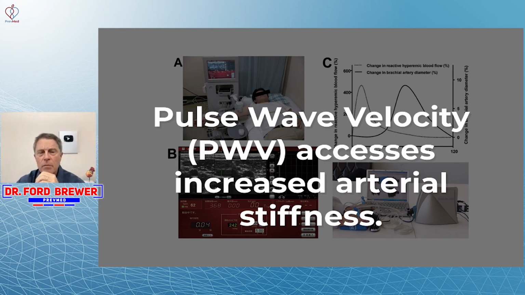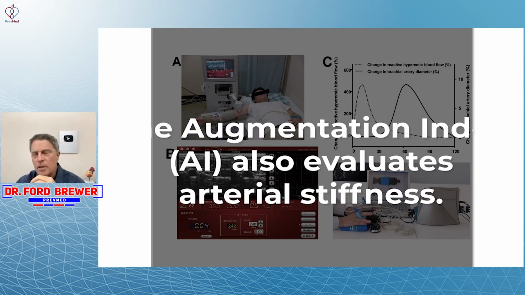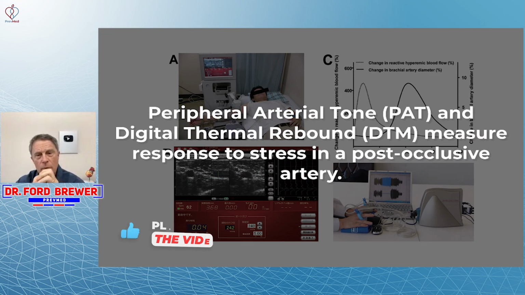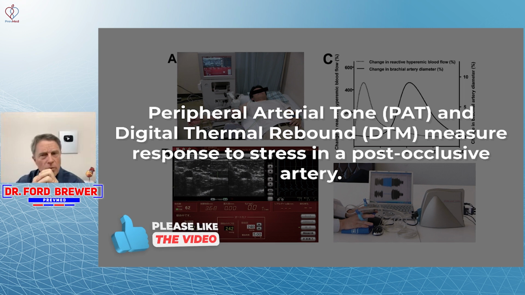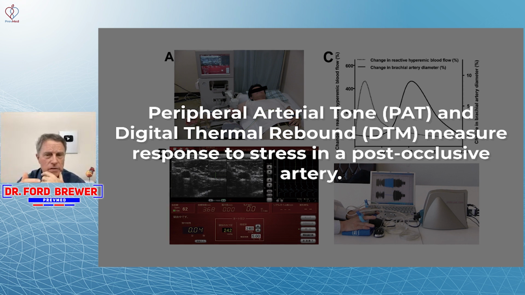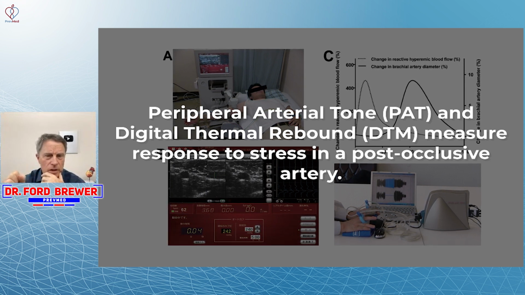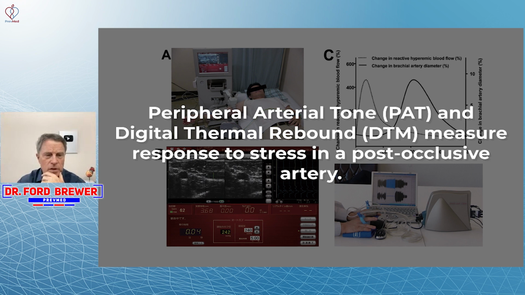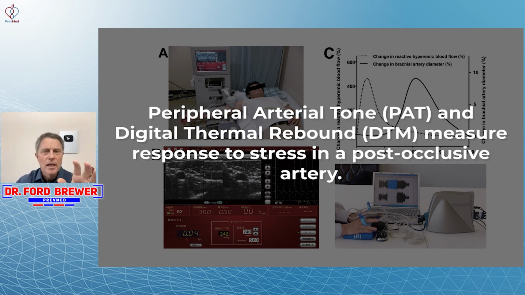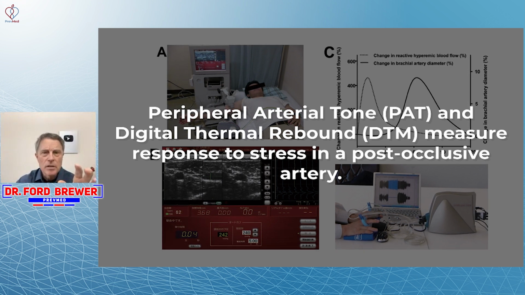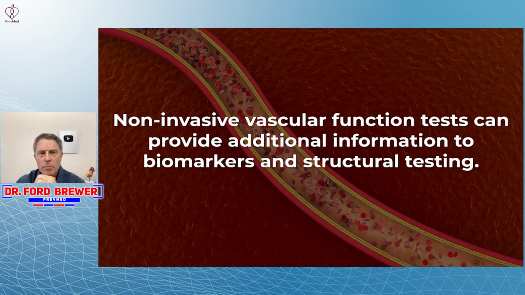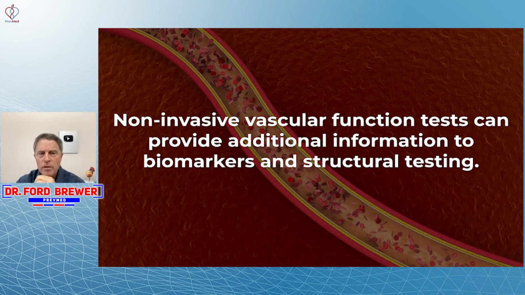Pulse wave velocity, PWV, assesses the stiffness. Augmentation index, AI, also evaluates arterial stiffness. PAT, the peripheral arterial tone, and digital thermal rebound, DTM. These measure responses to stress in a post-occlusive artery. In other words, you occlude the artery and then you see how well that artery can still respond to stresses. Again, key part here is that metabolic lining, that layer, the intima, or the endothelium of that artery. Non-invasive vascular function tests can provide additional information to biomarkers, structural testing.